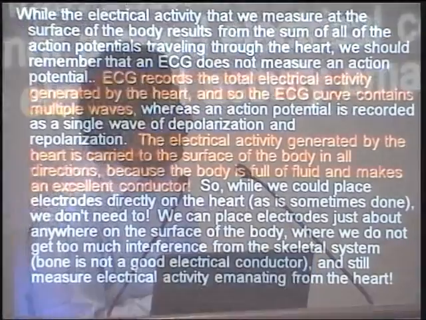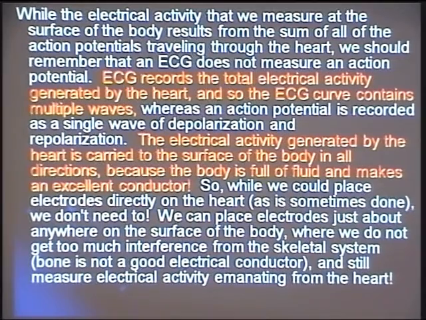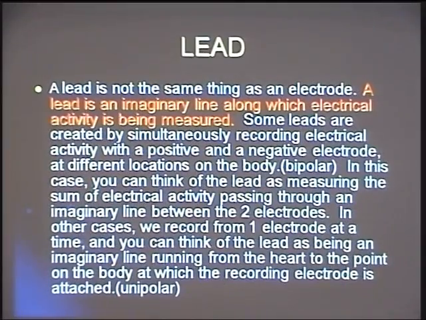So that's why you can see that the ECG records the total electrical activity generated by the heart, and so the ECG curve records multiple waves. This electricity generated by the heart is carried to the surface in all directions, and that's why you tie down the electrodes on the body. As I told you, the lead is an imaginary line along which the electrical activity is being measured. It is not a physical entity. So now you understand the difference between a bipolar lead and a unipolar lead.